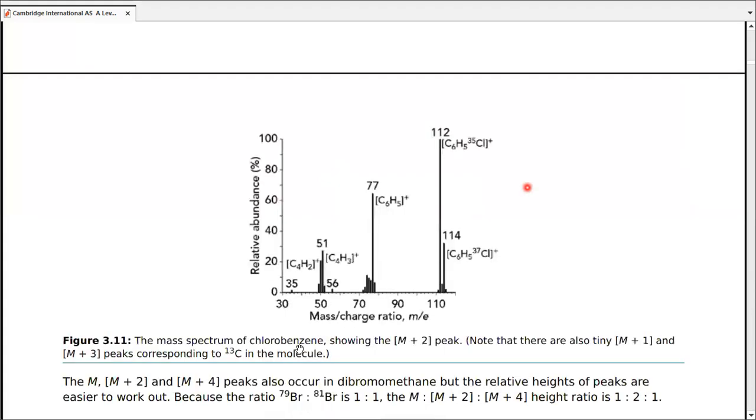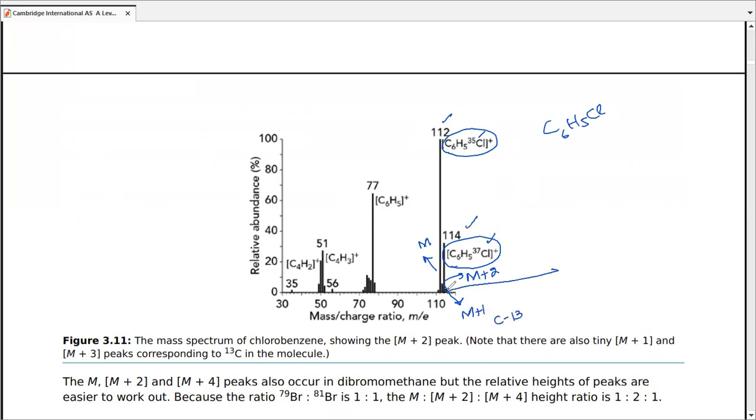So this is the example of chlorobenzene. Now, chlorobenzene is something like this. This is C6H5Cl. So C6H5Cl with 35 is 112. C6H5Cl with 37 is 114. There you go. Now, this one is the M peak. This one is the M plus 2 peak. This one right in between is the M plus 1 peak because of carbon 13. And the small peak over here is the M plus 3 peak.